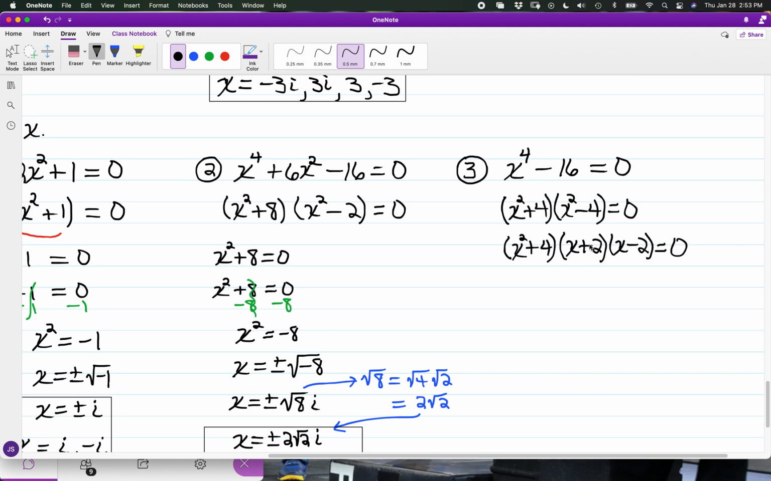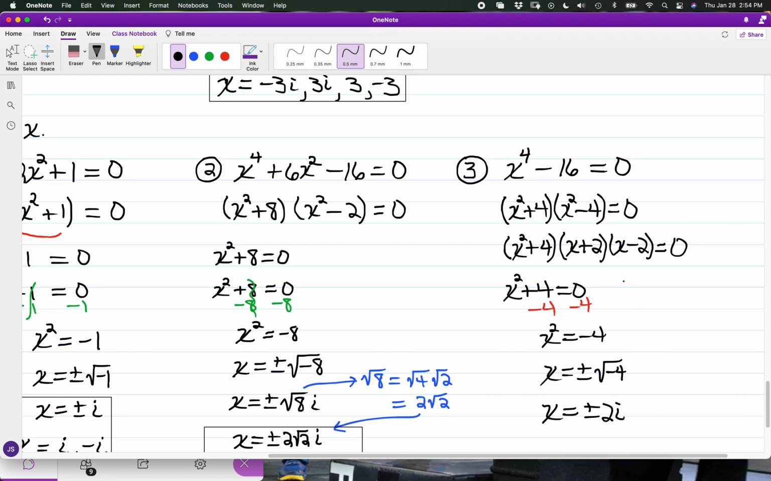And if I set each of the expressions to 0, so I have x squared plus 4 is equal to 0. And if I take 4 away from both sides, we have x squared equal to negative 4. And going from x squared to x, we have plus or minus the square root of negative 4. So we have x equal to plus or minus 2i.